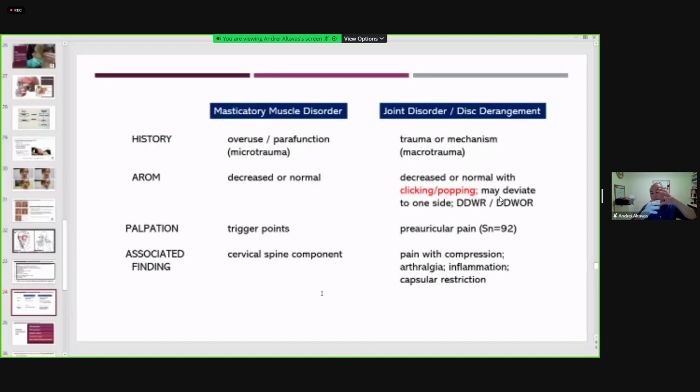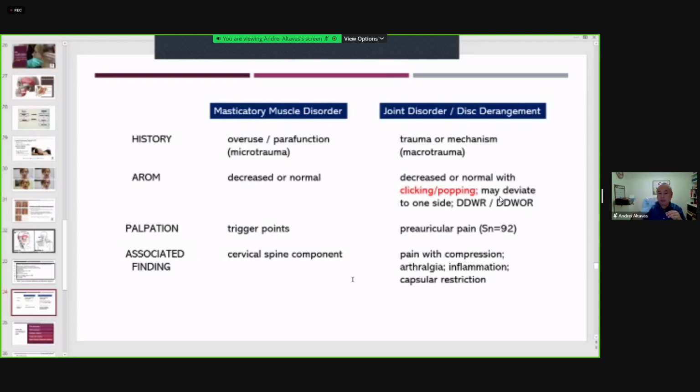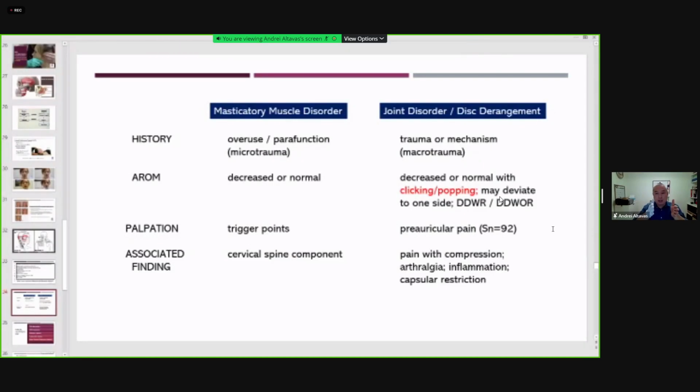It is a muscle problem that's limiting joint opening. So patients can have 2 conditions going on at the same time. The only thing that really separates a joint problem from a muscle problem is the presence of clicking and popping. And muscles may deviate to one side when you observe mouth opening. For her, she has normal movements of her jaw, so the jaw does not deviate to one side.